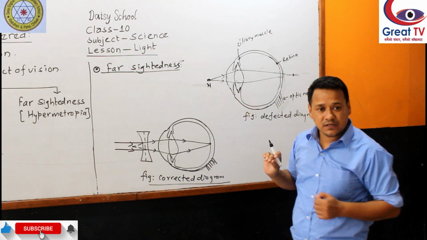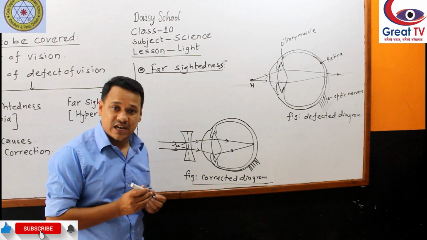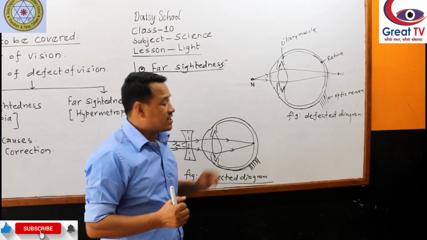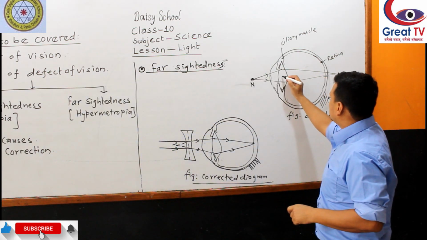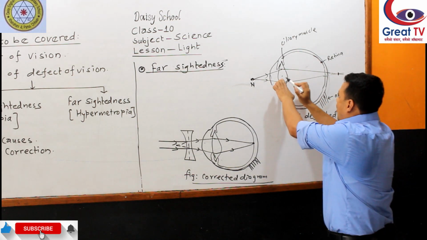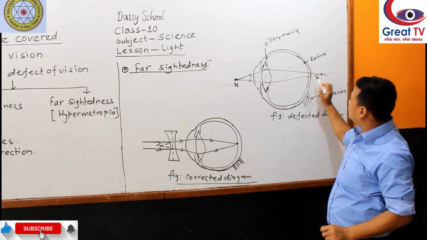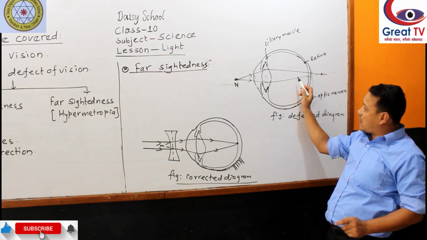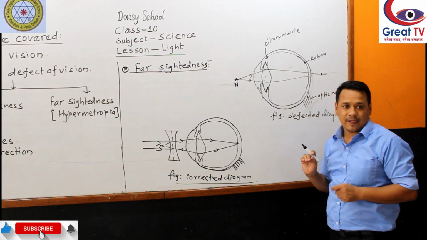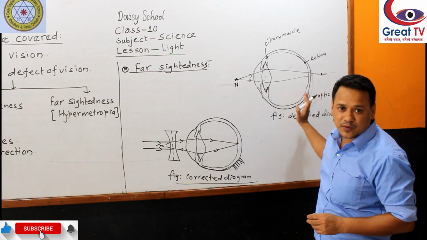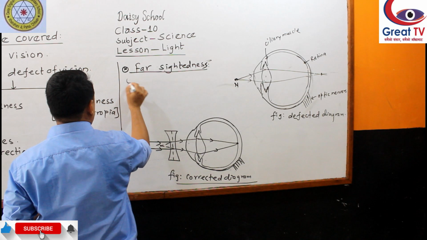And why does it happen? Causes of far-sightedness, just opposite of short-sightedness. This is the intersecting point. This is the optical center point. So optical center to intersecting point is focal length. This intersecting point should be here at the retina. But now in this situation, the intersecting point forms behind the retina. It means focal length increases. Causes: increasing focal length.